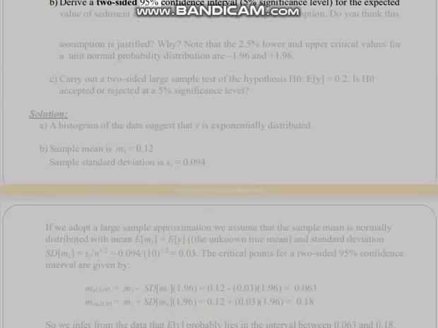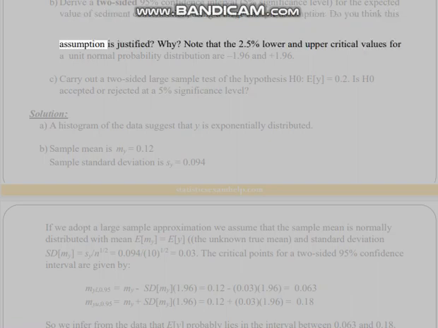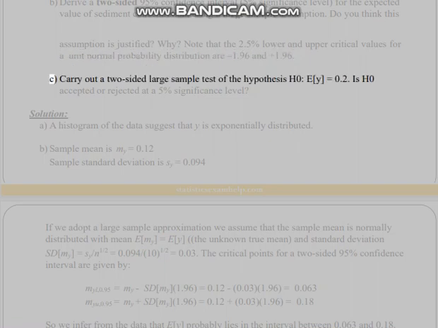B. Derive a two-sided 95% confidence interval, 5% significance level, for the expected value of cadmium concentration, using a large sample assumption. Do you think this assumption is justified? Why? Note that the 2.5% lower and upper critical values for a unit normal probability distribution are -1.96 and +1.96. C. Carry out a two-sided large sample test of the hypothesis H0: E[Y] equals 0.2. Is H0 accepted or rejected at a 5% significance level?